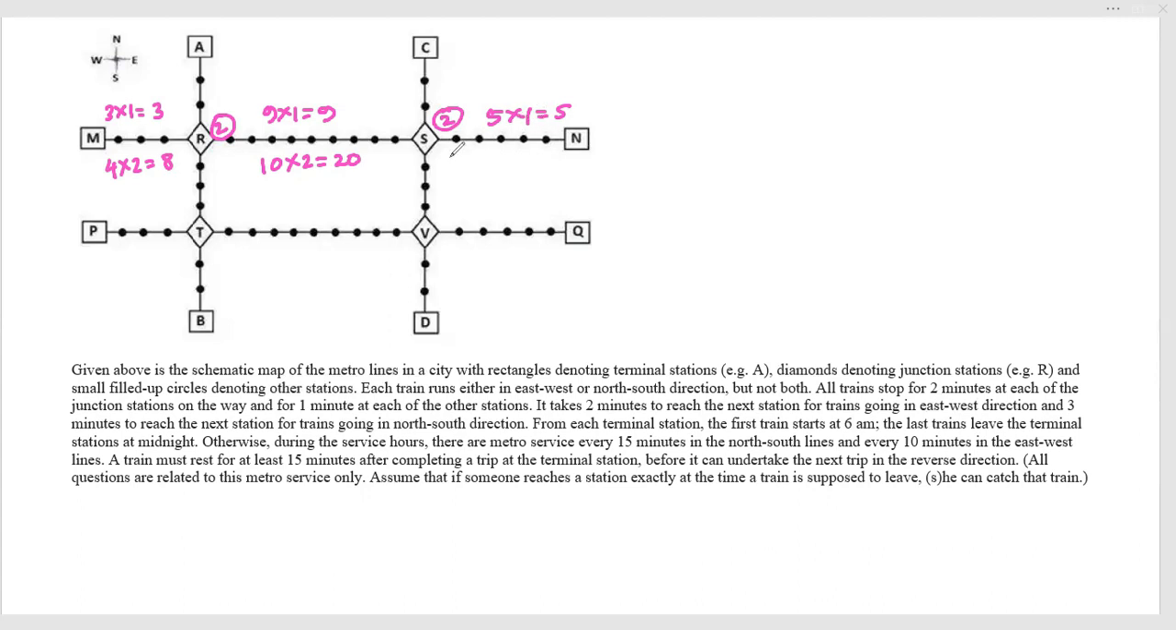5 into 1. This is 5 number of stations, and the gap is 1, 2, 3, 4, 5, 6. 6 into 2, that is 12 minutes. So 17 minutes it would be in that line. So these kinds of things we need to write down. And again, north south is required.